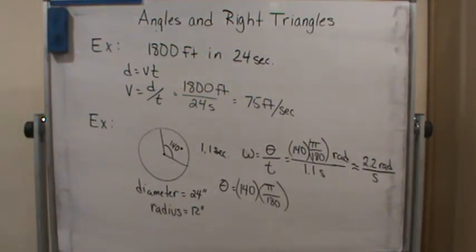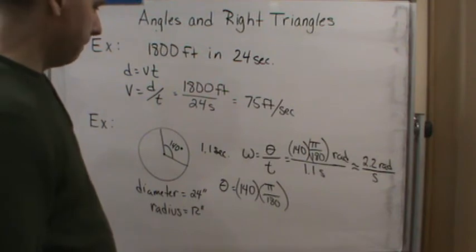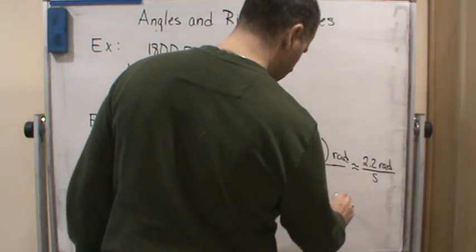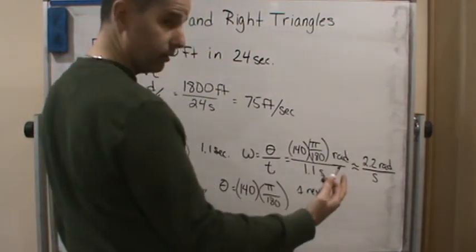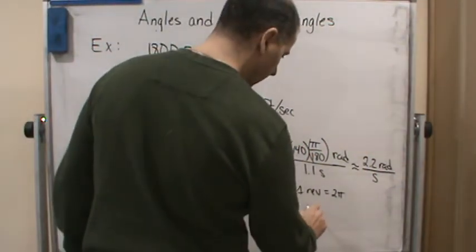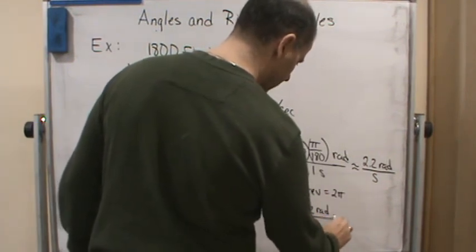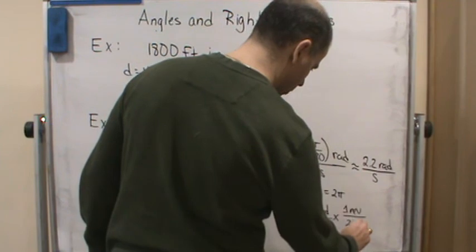Now keep in mind, we normally look at this in terms of revolutions per second, or RPMs, right? So how would we change this to revolutions per minute, or revolutions per second? Well, what's one revolution? One revolution is equal to 2 pi radians. So if I wanted to change this to revolutions per second, then I would say 2.2 radians over seconds times 1 revolution over 2 pi radians.